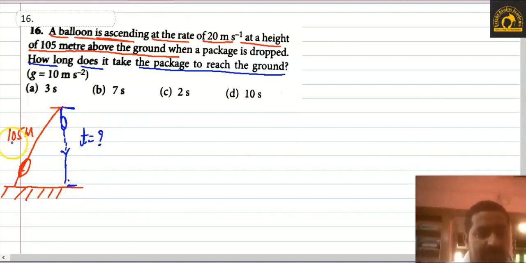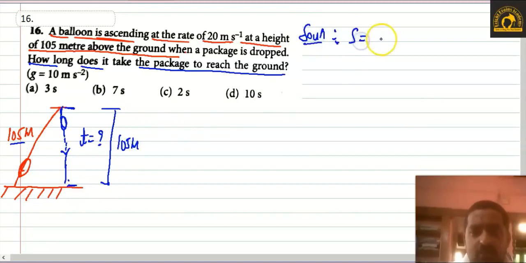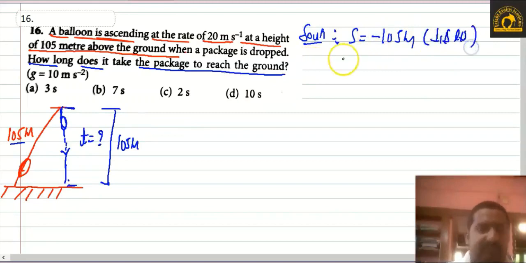Now this height is 105 meters. This height is also 105 meters. So what data is given? Let's see the solution. S is equal to how much? 105 meters, but it is in decreasing order. The height is decreasing. That is the reason it is a minus sign, because the height decreases.